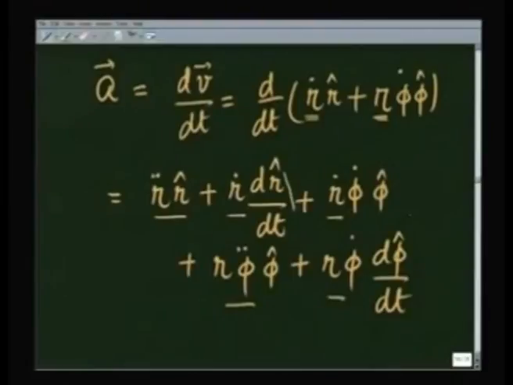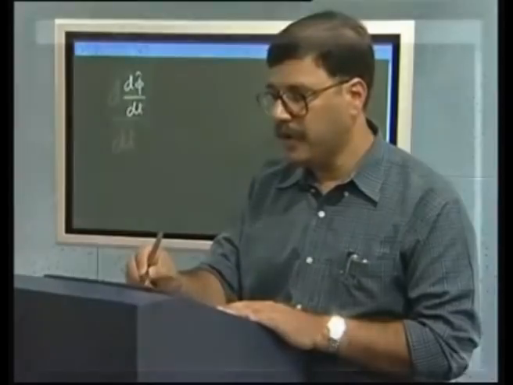dr/dt I have already calculated. The new term now is d phi/dt, and this is what I am going to calculate next. Collect all the terms and see what the expression for acceleration looks like. To get d phi by dt, I will first again look at it geometrically and then derive it from the definition.